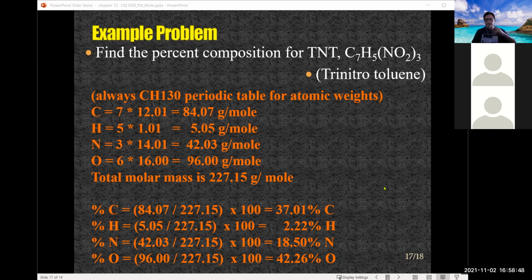So the percent composition: very simply, add up all the individual atoms and multiply by the atomic weights for those atoms. Tally all those numbers up. That gives you the molar mass. Come back and, for each individual atom, take the total weight divided by the molar mass times 100. It gives you the percent composition, which adds up to 100%.